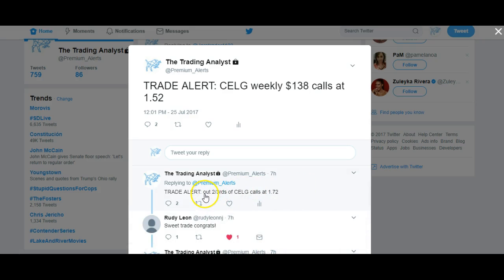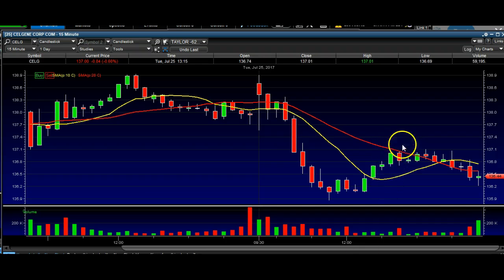We exited the majority of our position here, two-thirds of the position at 1.72, and that was right here on this candle. When we saw that it wasn't able to break over it, we exited right here for a nice little gain on the day. That was about a 15% gain approximately on those calls for an intraday trade. That's very, very good here. And we ended up holding a third of that position, looking for a potential continued breakout.